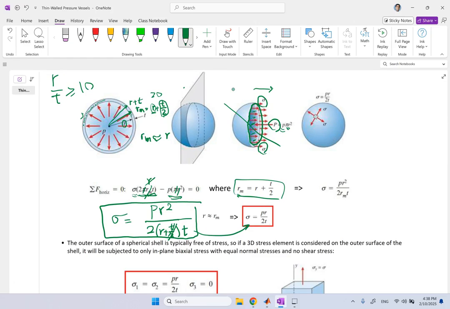So you can see that if you look at any element on this sphere, on any face, there is only this sigma. Okay, and there is no shear stress, there is only normal stress. So clearly these are the principal stresses as well, because there is no shear on the face of that. So sigma here, PR over 2t, that is your sigma 1 in this case. Okay, and that is your maximum stress that can happen on this material.